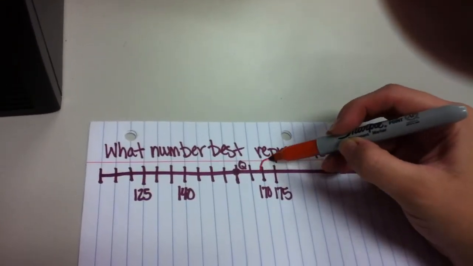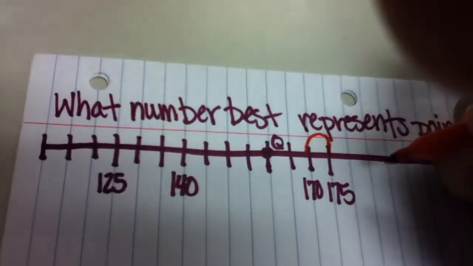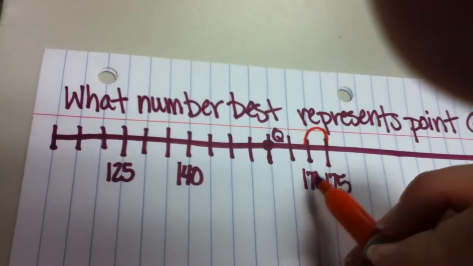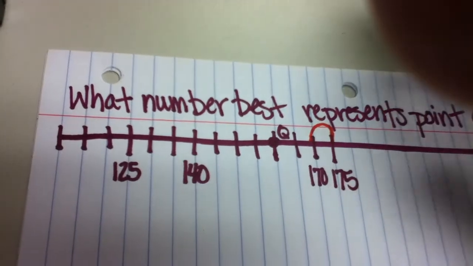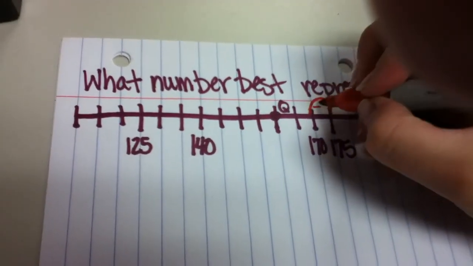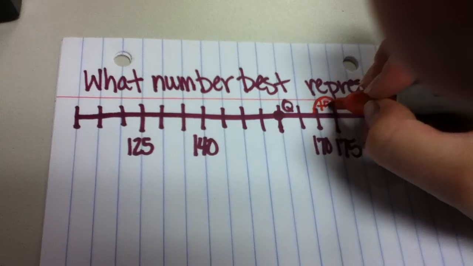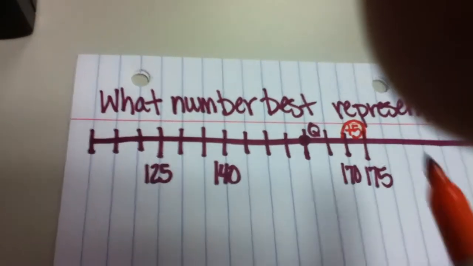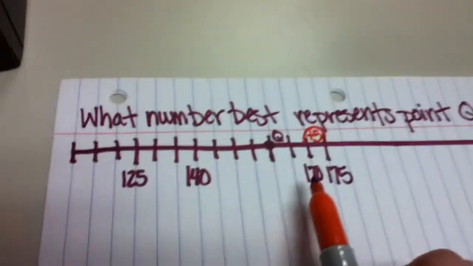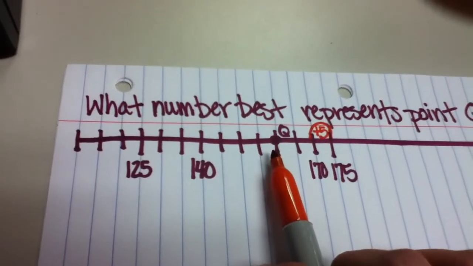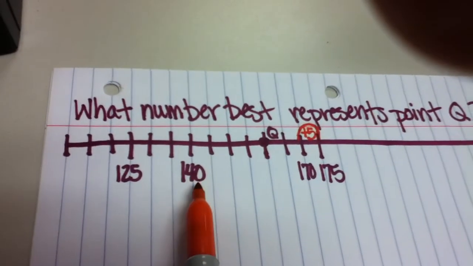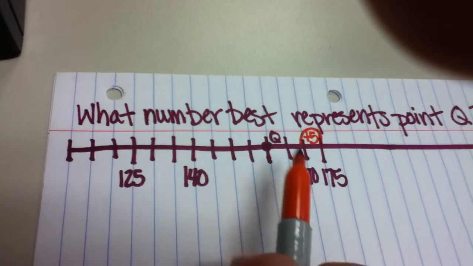So what I'm going to do is connect these. I'll see that from 170 to 175 that is a difference of 5. And so I put that my pattern here is plus 5. And so then from here, the children have the option. I can count backwards to find Q, or I could just start at 140 and count forwards.